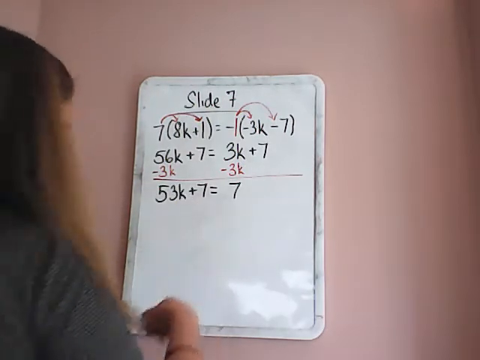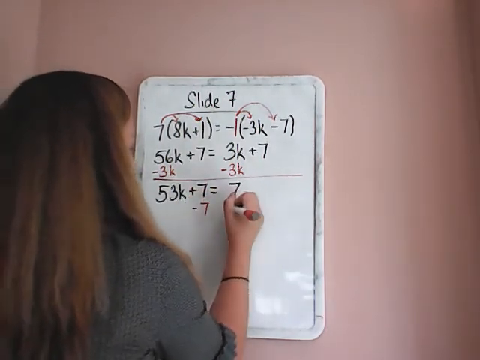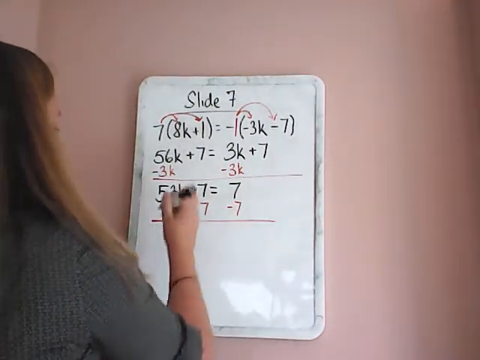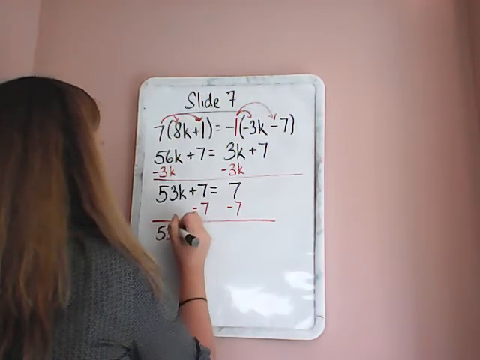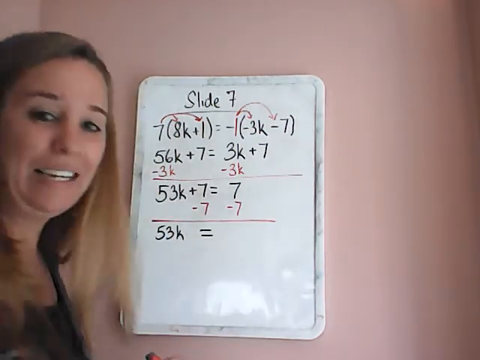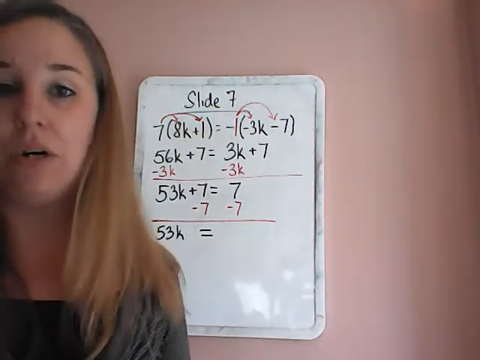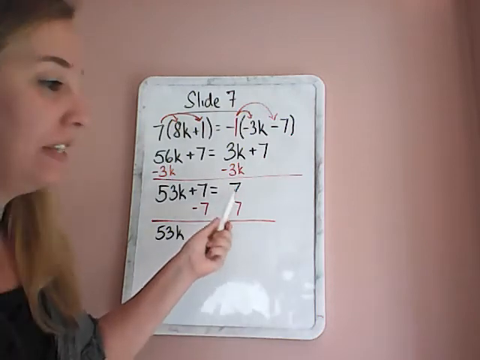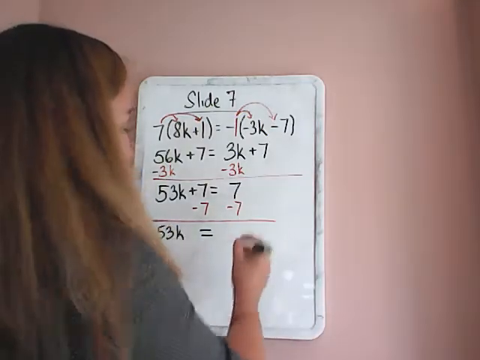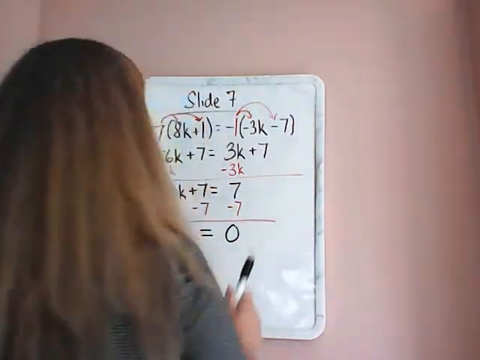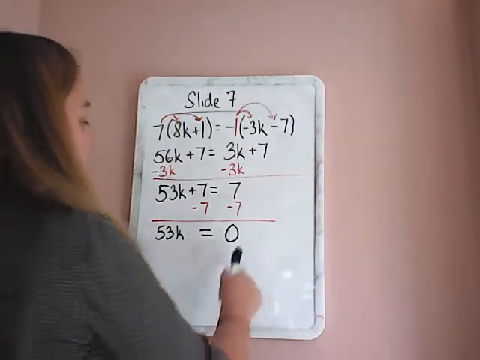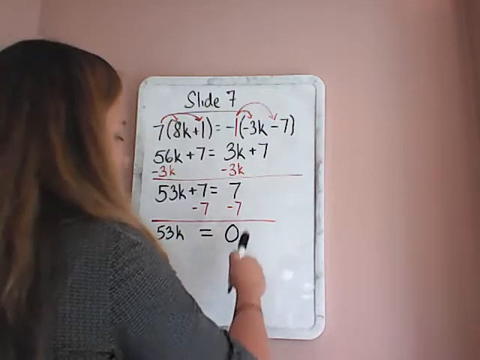Now I have to deal with getting rid of this 7. I subtract 7 from this side, and so I do it from that side. 53k comes down, because I didn't do anything. 7 minus 7 is nothing. And I can't tell you how many students stop here because they don't know what to do. Over here we have 7 minus 7, and they're like, that's nothing, what am I supposed to do? 7 minus 7 is 0. So even though we didn't write plus 0 over here because it's kind of pointless, since there's nothing else happening on the right, we're going to put that 0 there.